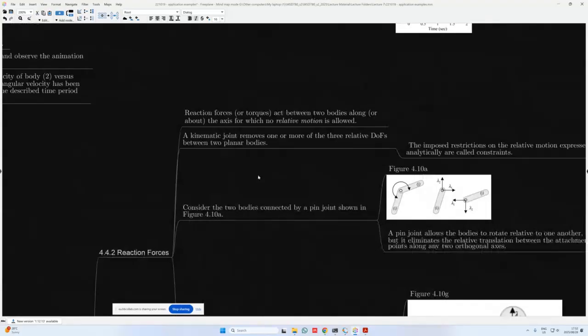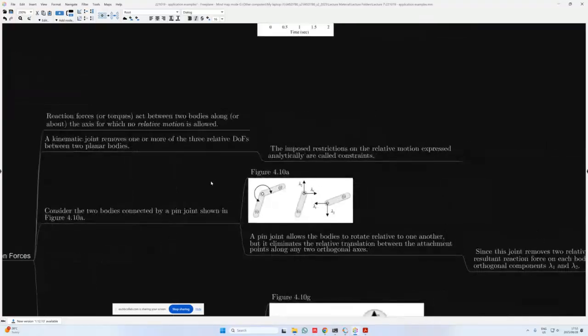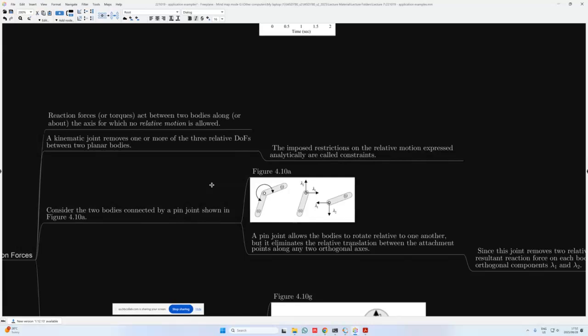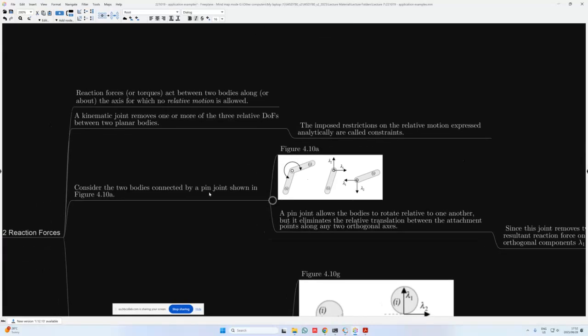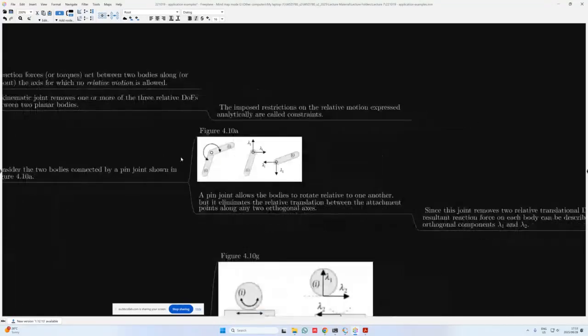Reaction forces, or torques, act between two bodies along or about the axis for which no relative motion is allowed. A kinematic joint, we now know, removes one or more of the 3 relative degrees of freedom between two planar bodies. The imposed restrictions on the relative motion expressed analytically are then called constraints. And we can consider the two bodies that are connected by a pin joint or a revolute joint or a hinge joint, and these are shown in figure 4.10a.